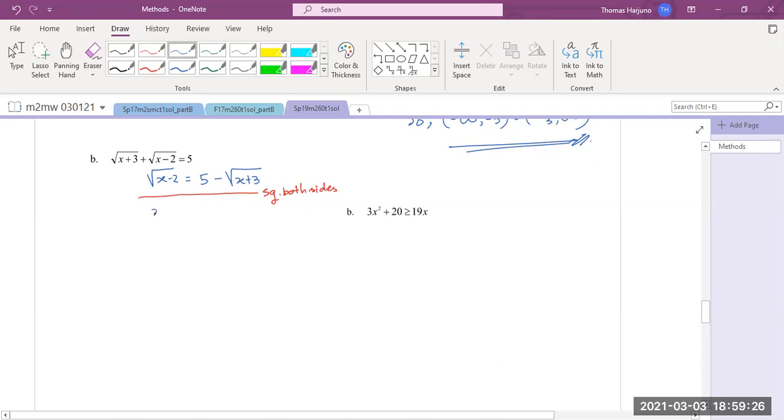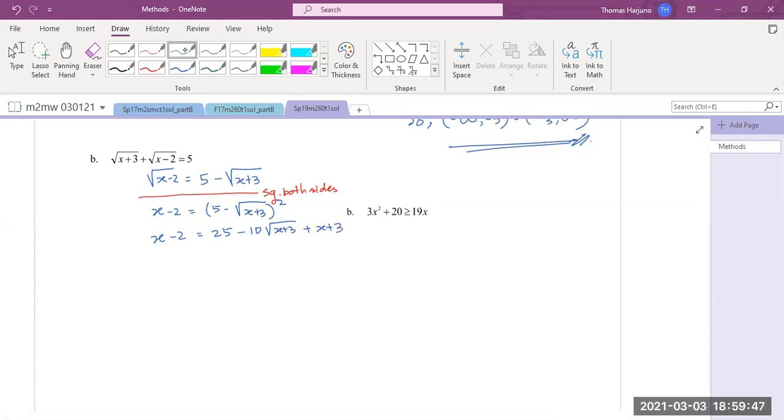Right? So the left-hand side, we get x minus 2. The right-hand side is 5 minus square root of x plus 3, quantity squared. So x minus 2 equals 25 minus 10 square root of x plus 3, plus x plus 3. Okay, remember what I did was actually distributing or FOILing this, a minus b squared. Okay, that's what we did.